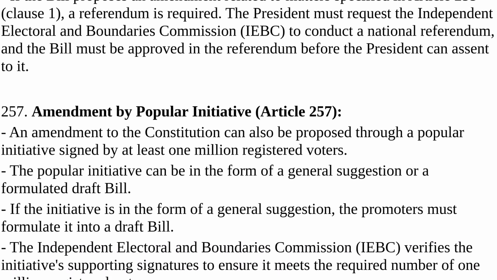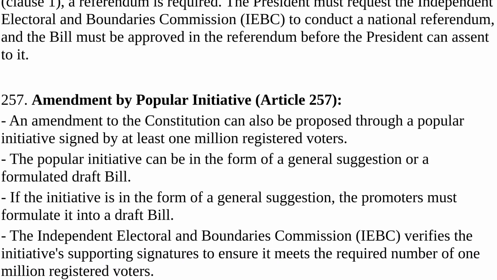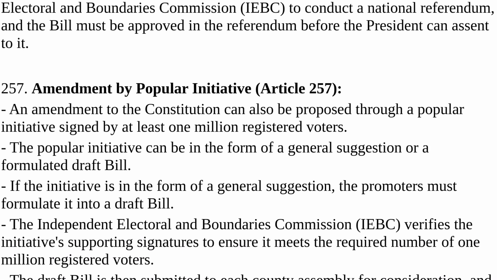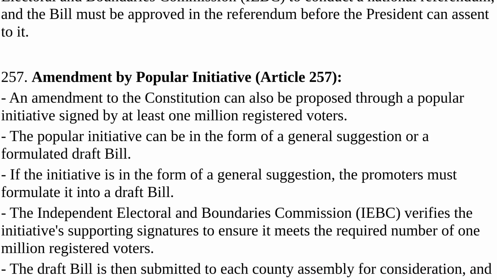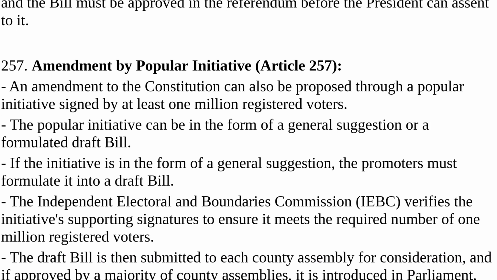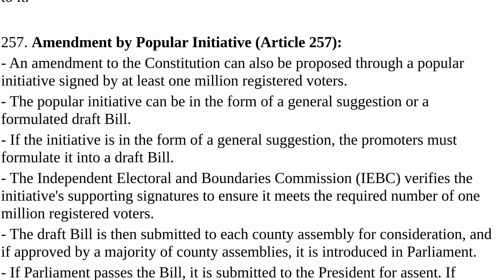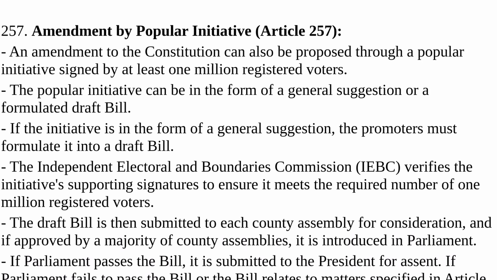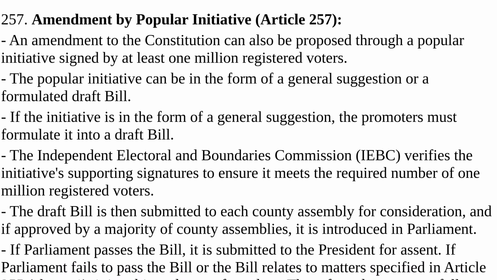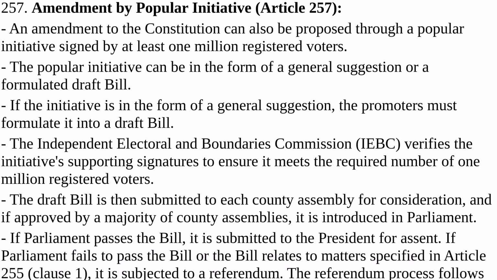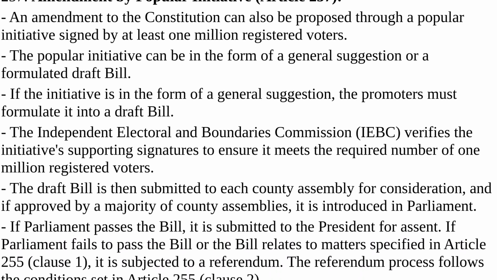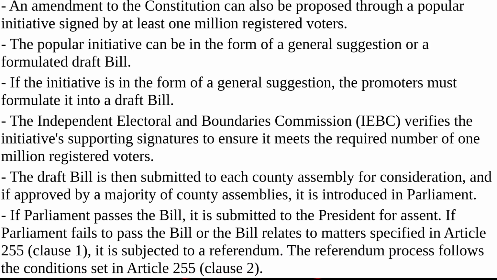257. Amendment by Popular Initiative. Article 257. An amendment to the Constitution can also be proposed through a popular initiative signed by at least 1 million registered voters. The popular initiative can be in the form of a general suggestion or a formulated draft bill. If the initiative is in the form of a general suggestion, the promoters must formulate it into a draft bill.